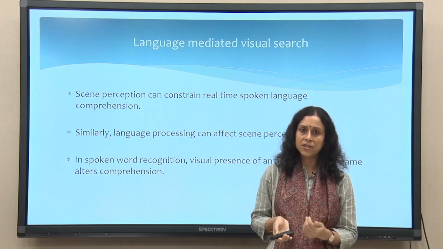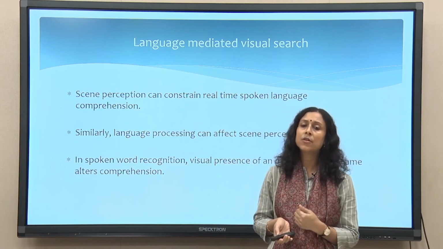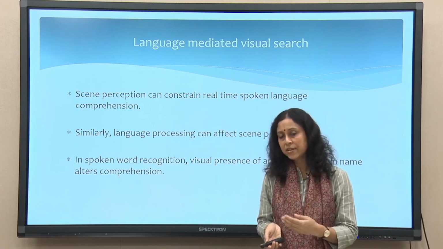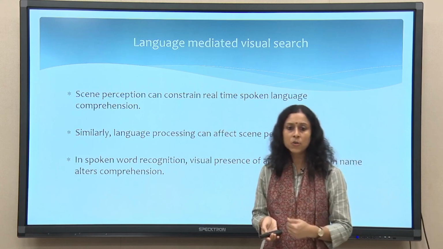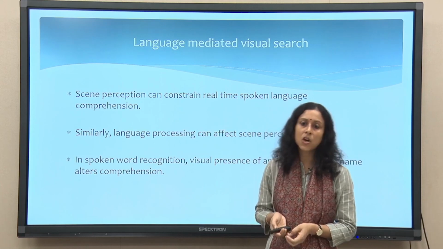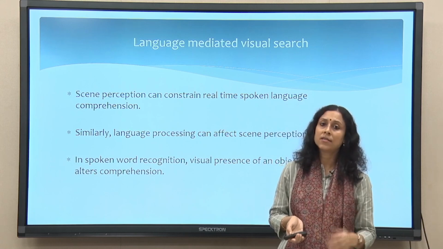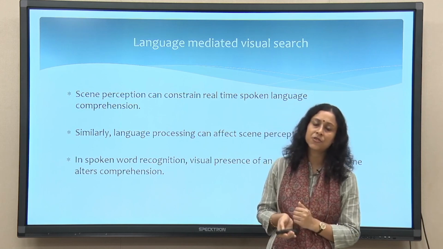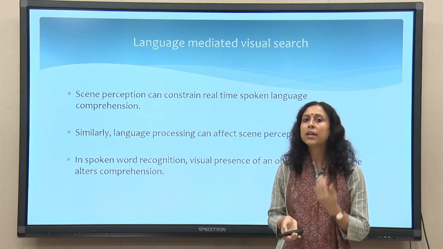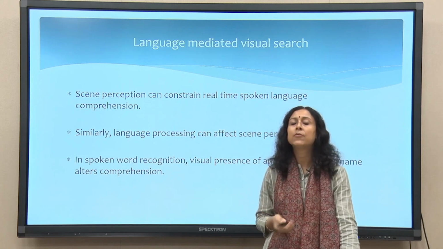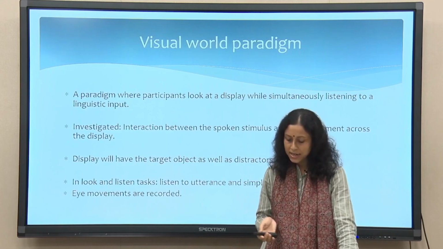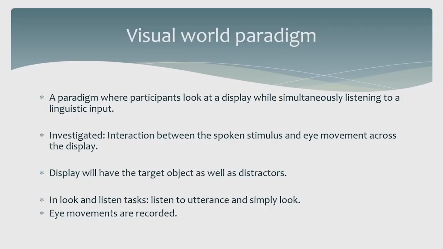Now, language processing does not only talk about word recognition, it also talks about word production, sentence generation, sentence comprehension and so on and so forth. In the domain of word recognition, visual presence of an object similar in name alters comprehension. So, if there is a visual display which is hazy, which is not clear enough, which is under the threshold of understanding, and then there is a linguistic input, it helps in comprehending. However, if we tweak that relationship, if it is not representing the object, then it also has a negative impact. We will see it very shortly. In case of visual world paradigm, there is a slight difference with visual search.